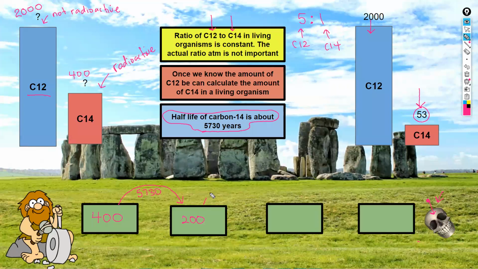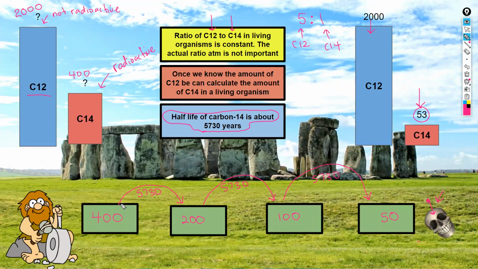Now, another half-life passes, another 5,730 years, and this 200 needs to be halved. How much is half of 200? 100. Then finally, another half-life passes. So 5,730 years. And half of 100 is 50. But 50 is so close to 53. I mean, for all reasonable purposes, we could stop there, right? Because 50 is so close to 53.